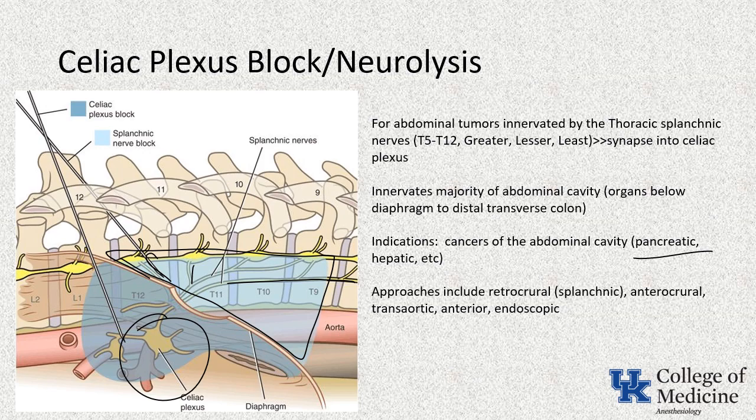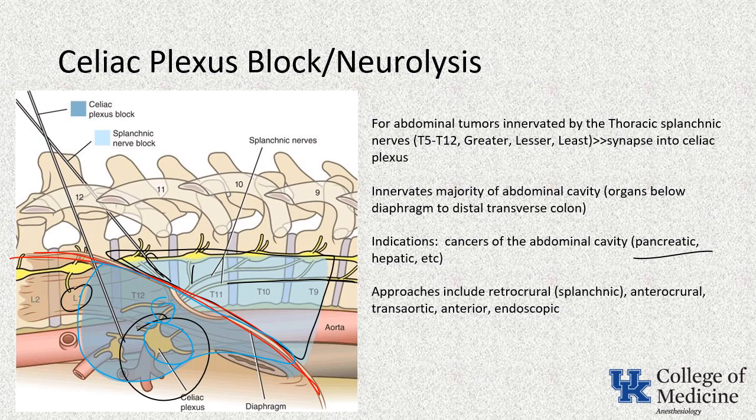There's the anterior crural approach, where your needle tip is at the level of L1 and it's just slightly anterior to the diaphragm. You can see the diaphragm here. And where your medication is deposited in that area. It goes ideally around the splanchnic nerves and getting some of the celiac plexus as well.